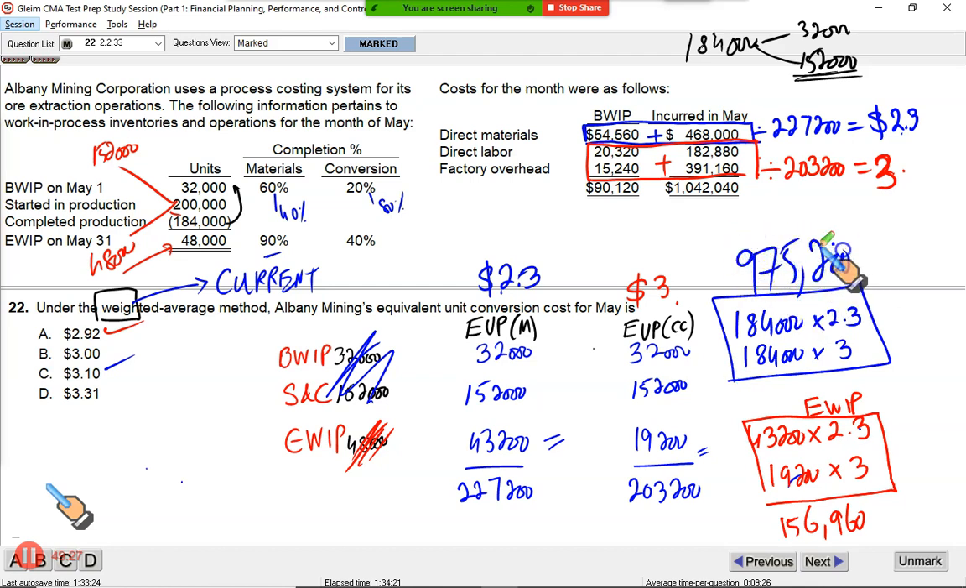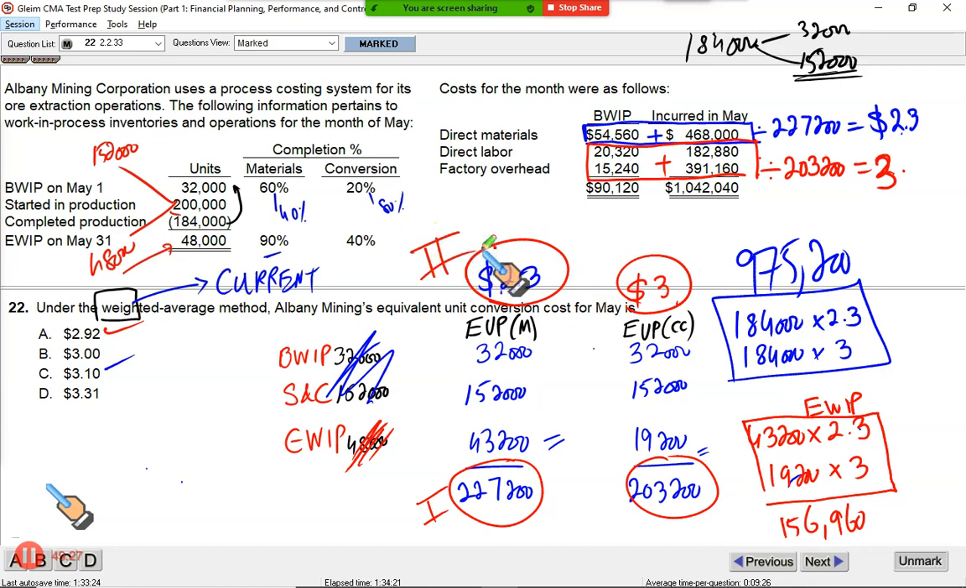975,200. So, gentlemen, that was the overall idea: the first step is to calculate the EUPs, equivalent units of production, hypothetical imaginary units. Second step is to calculate the rate.